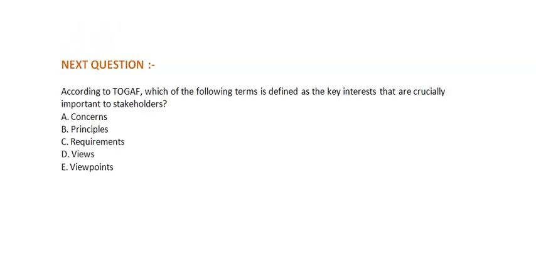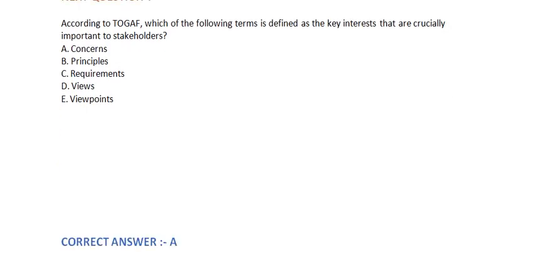Next question is, according to TOGAF, which of the following terms is defined as the key interests that are crucially important to stakeholders? Option A, concerns. Option B, principles. Option C, requirements. Option D, views. And option E, viewpoints. The correct answer is option A.